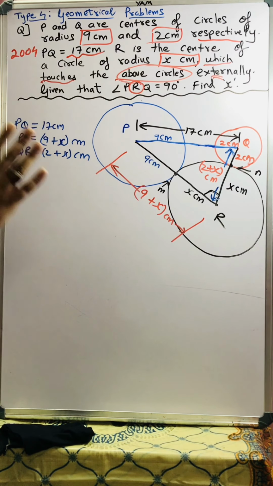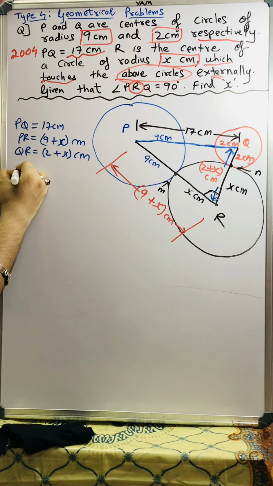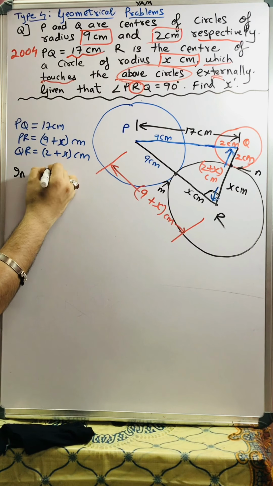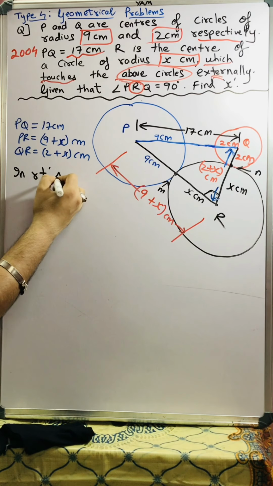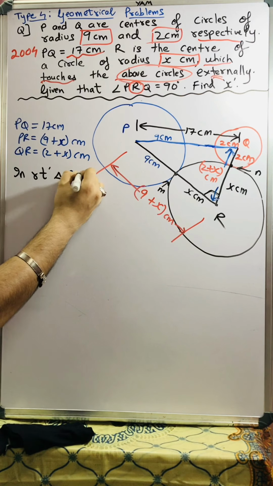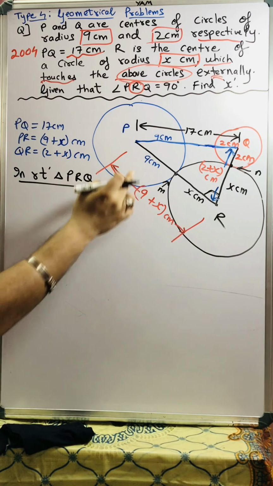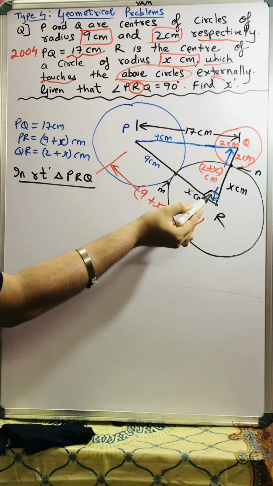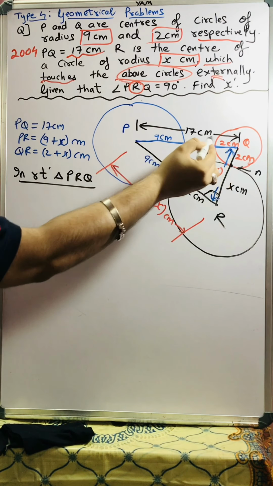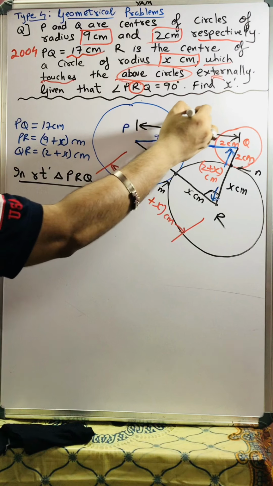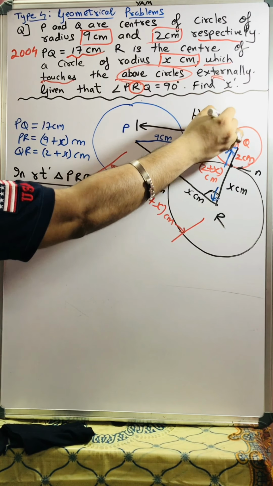Whenever a right angle triangle is given to us, there is a famous personality which comes to our mind, the great personality, Mr. Pythagoras. So let's apply the Pythagoras theorem. In the right triangle PRQ, the side opposite to the 90 degree angle, PQ, is always called the hypotenuse.